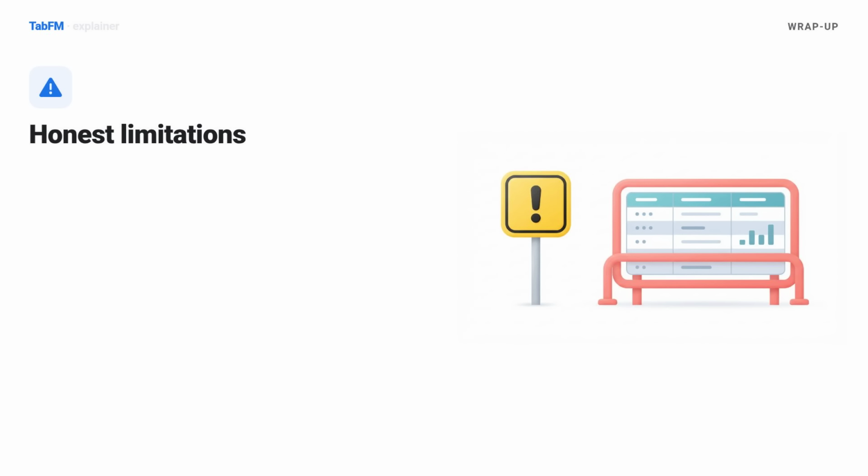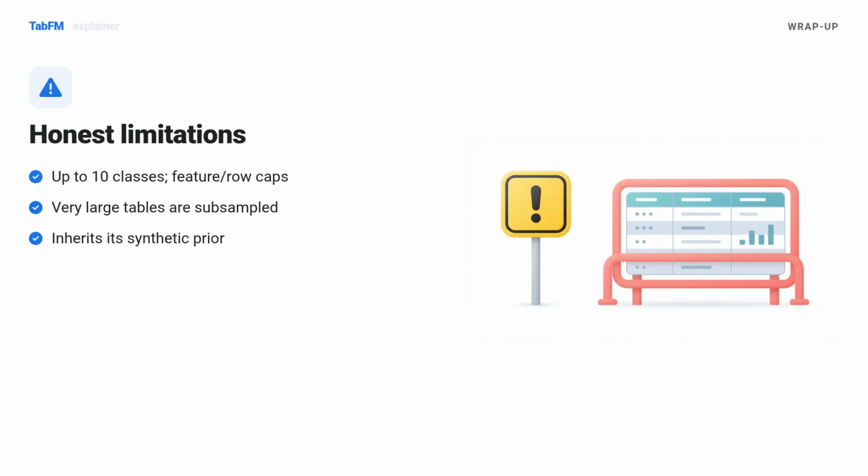It is not magic. The released model handles up to 10 classes and caps the features and rows it reads, so very large tables get subsampled. And like any pre-trained model, its behavior reflects the synthetic prior it learned from. Know the edges before you ship it.